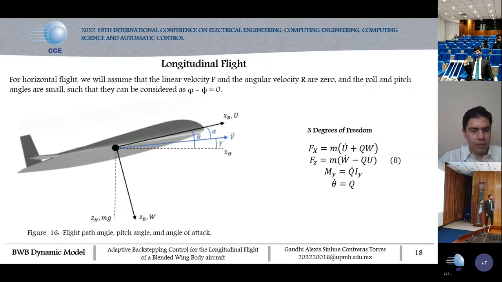And we simplify this model of 6 degrees of freedom to obtain the 3 degrees of freedom of the longitudinal flight. So we have the degree of freedom in the longitudinal axis, in the normal axis, which allows us to get a higher altitude or maintain the same altitude. And we have the pitch moment that generates this angular motion. And we estimate this by approximating to zero the angular velocities p and r.